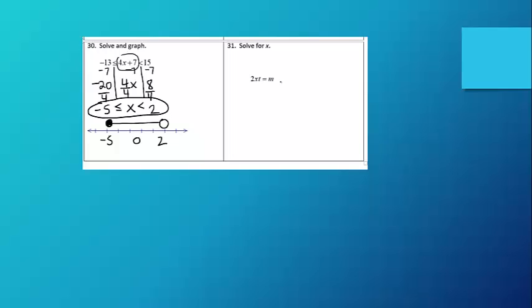All right, 31 says to solve for x, we have 2xt equals m. So I'm going to circle my x, and hopefully you can see. I do not want my 2 and my t, and they're both multiplied by x. So to get rid of them, we'll divide both sides by the 2t. So when I do that, I'll just be left with x is equal to m divided by 2t. And then that would be my answer. So there we go.